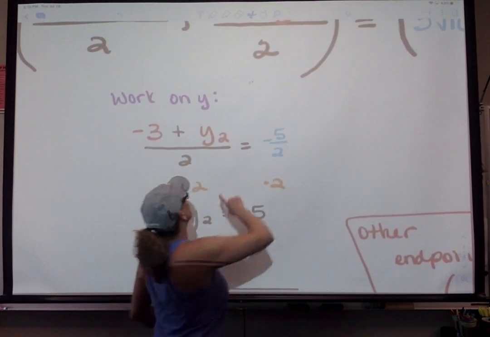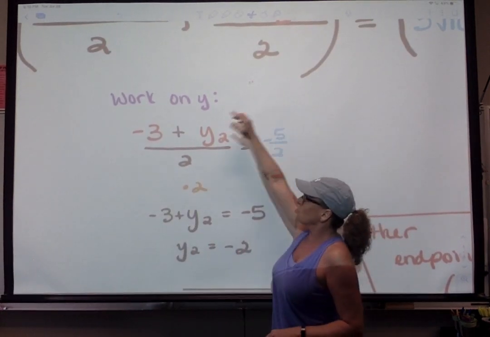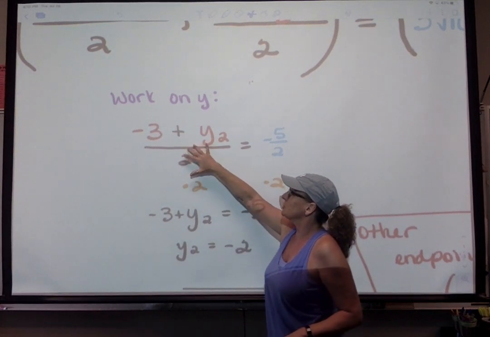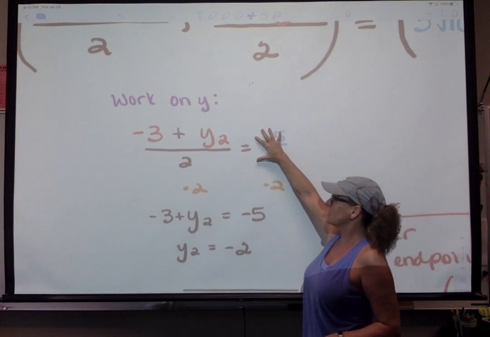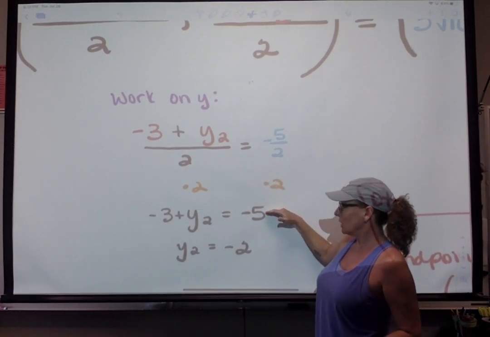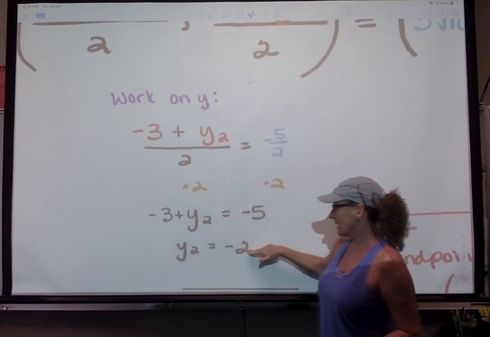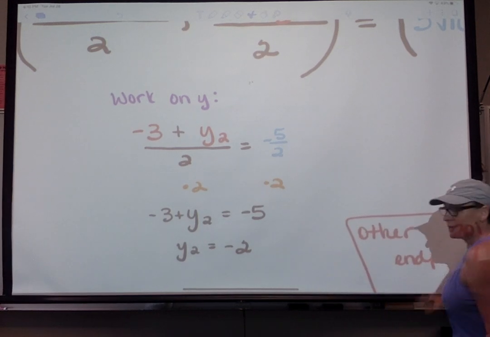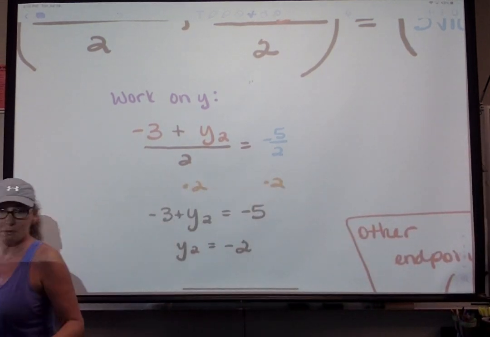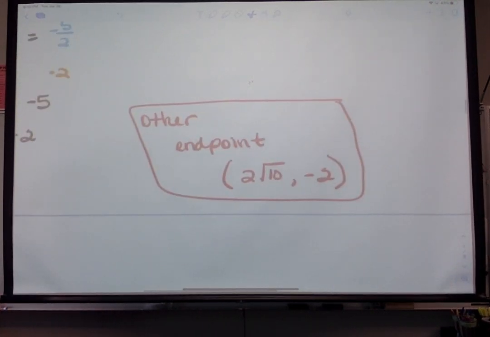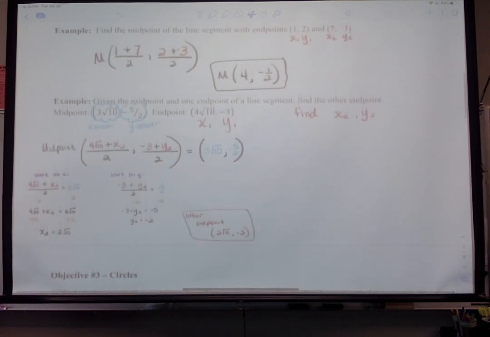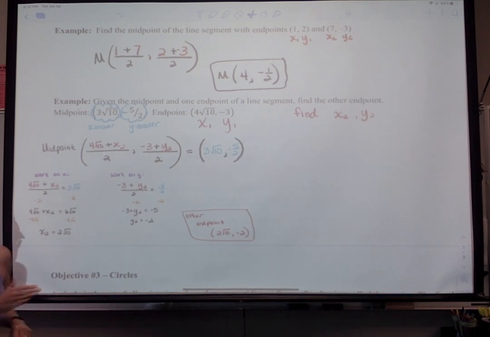Working on the y's. So I took what I wrote in my formula for y, y1 plus y2 divided by 2, the answer that I'm supposed to get, and then I solved this equation. I multiplied both sides by 2. I added 3 to both sides. I got my y2. So the other end point, my x2 and my y2, look like that. Feel free to pause the video and catch up with me.